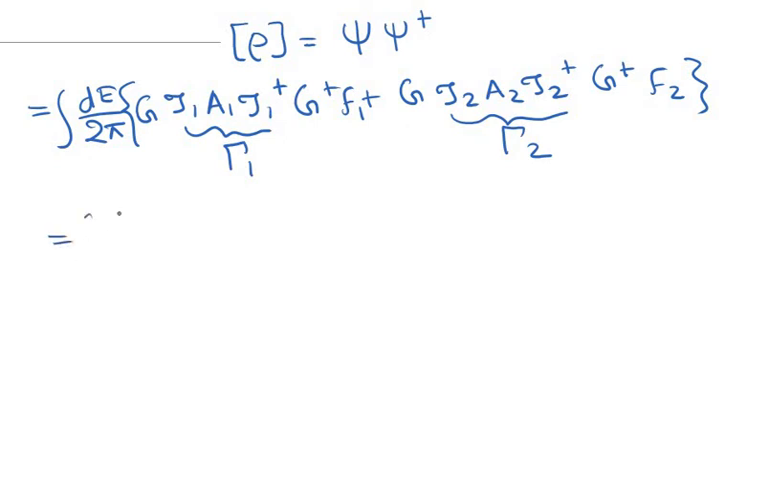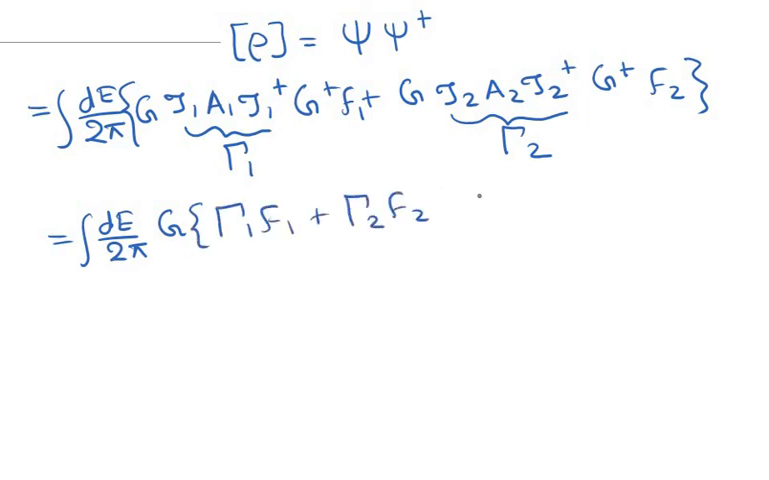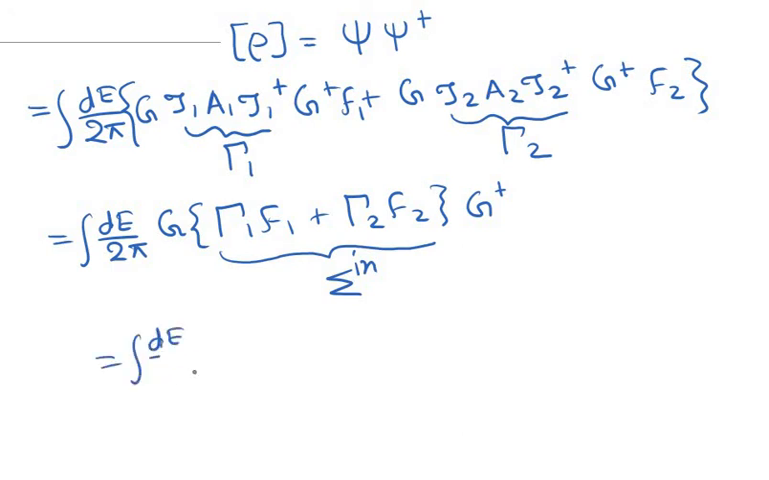Okay, so we can rewrite this as dE divided by 2 pi, G, and then within brackets we can write gamma 1 F1 plus gamma 2 F2, G dagger. This total thing we call the in-scattering function or in-scattering matrix, and we denote it as sigma in. So this equation totally becomes dE divided by 2 pi, G sigma in G dagger.